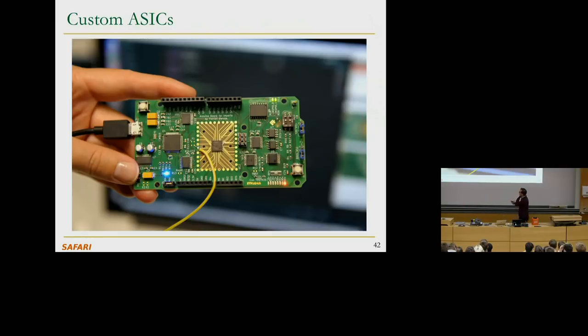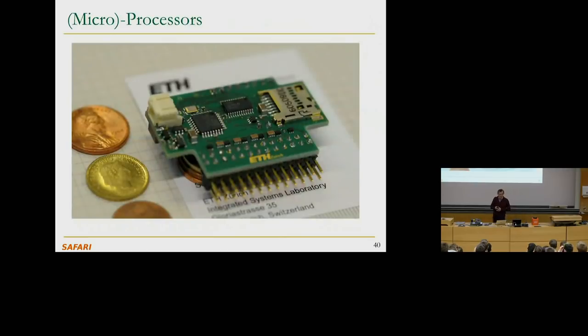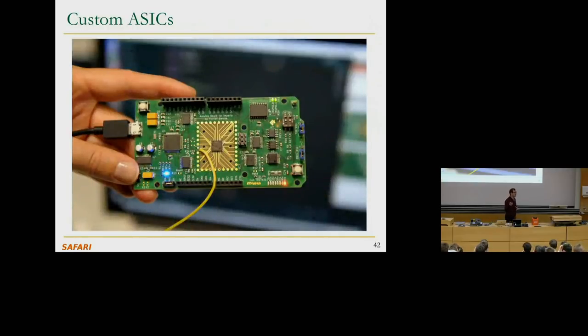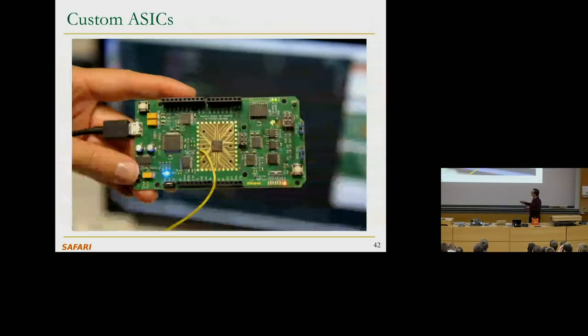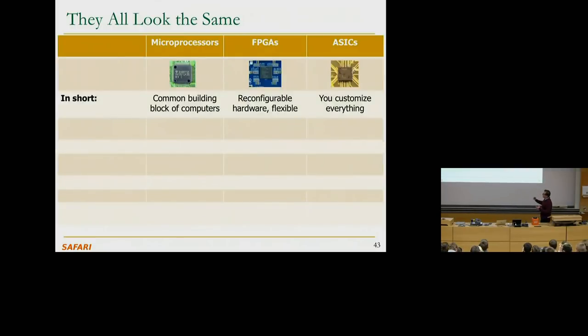Essentially, you can use these to do one task extremely efficiently, but you cannot program these like you would program FPGAs or microprocessors in general, because they're designed just for the task at hand. Tensor processing unit just does particular machine learning algorithms that it is designed to accelerate. Okay, so they all look the same underneath. All of them are based on transistors and logic gates, except they're hardwired to do a particular task really well. So in short, very quickly, this is the common building block of computers, microprocessors.